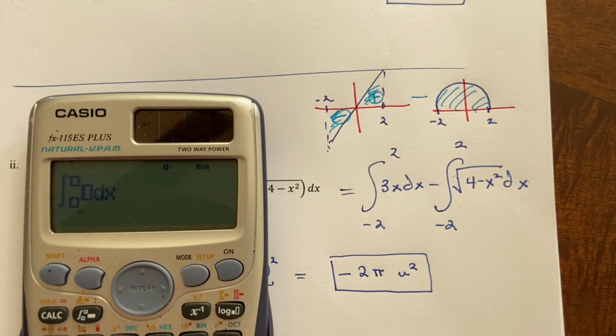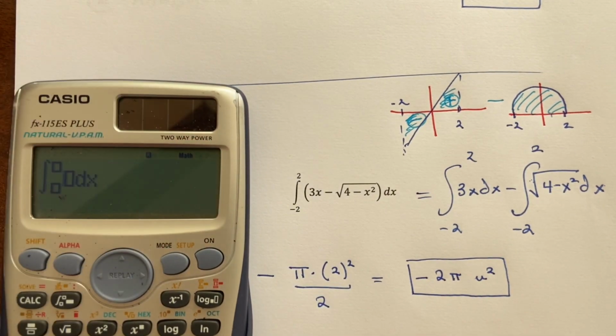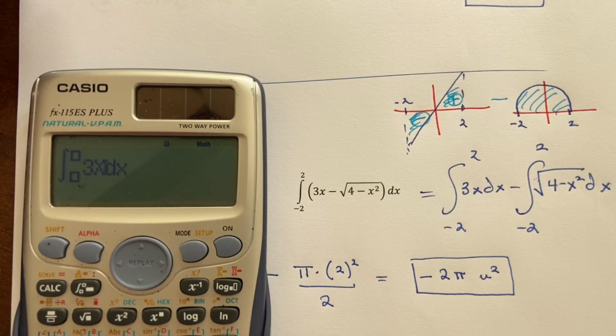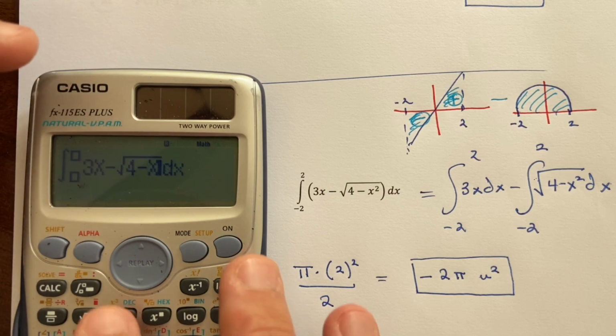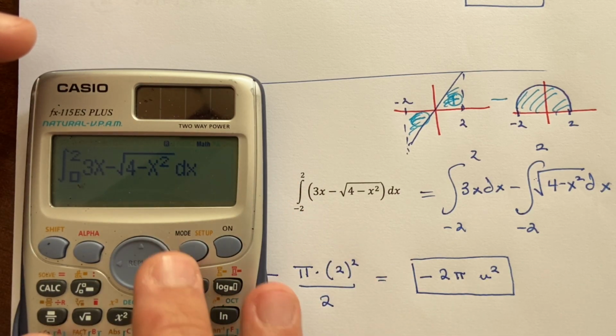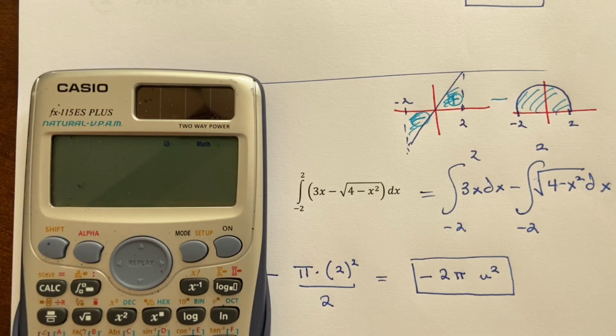So integrating with one of these calculators, you could type this in. 3x minus the square root of 4 minus x squared, and then from this -2 to 2. Sometimes takes them a minute.